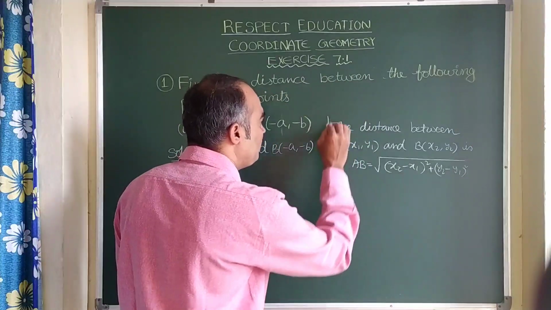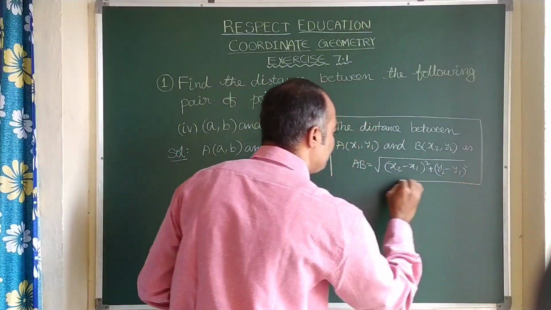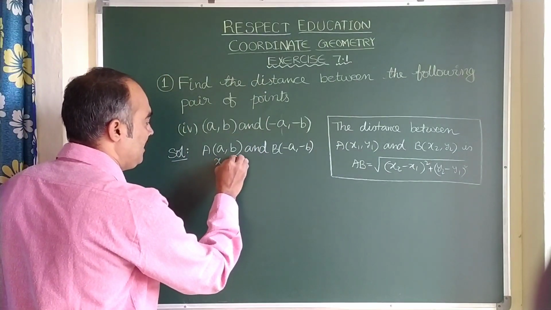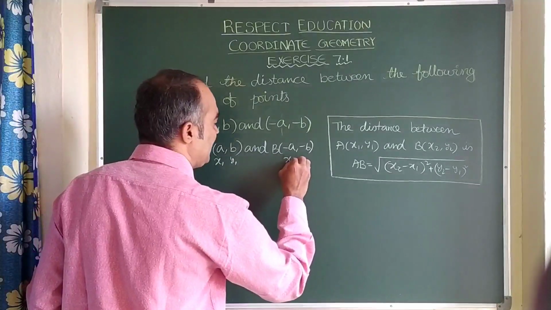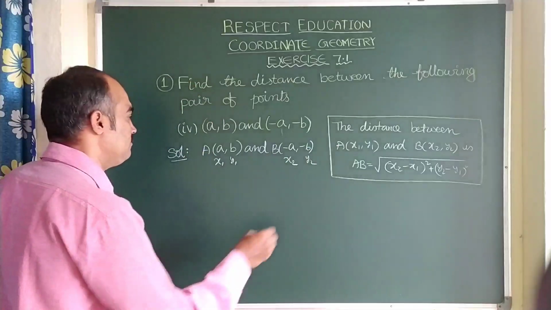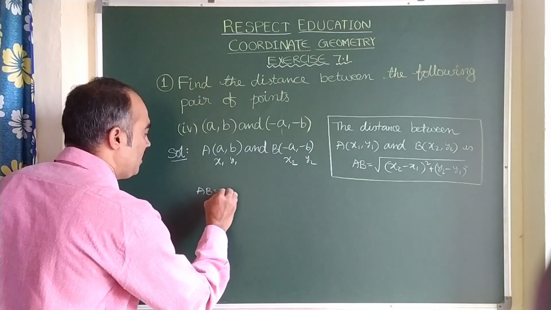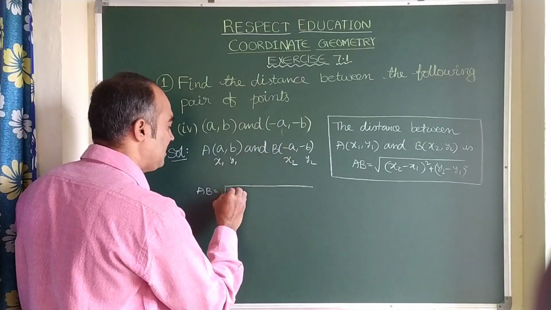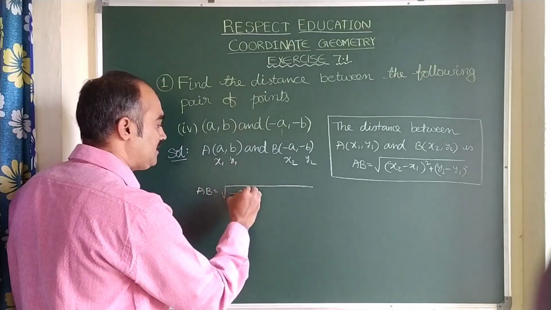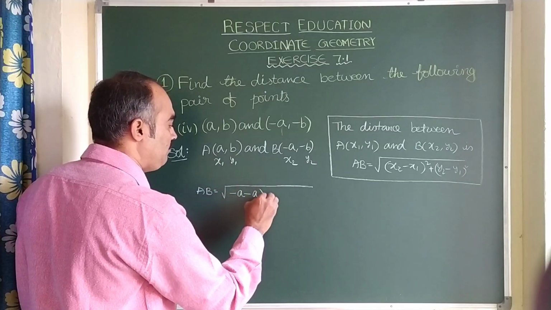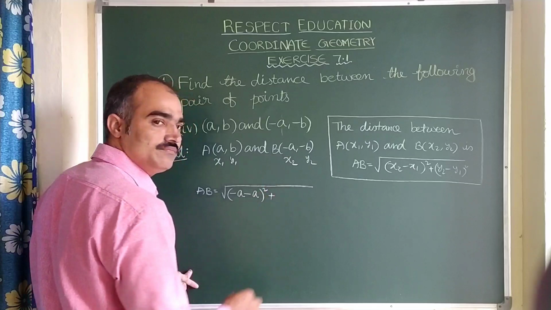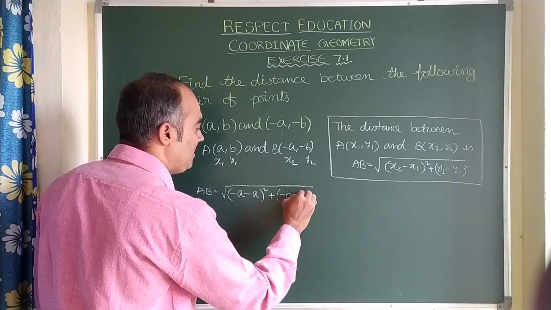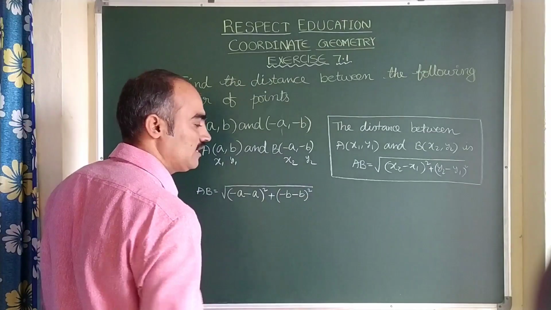So based on this formula, we are going to solve this bit. Now here let us label it as x1 then y1, this as x2 and y2. Now here the distance AB is equal to under root x2, here you see x2 is minus A minus x1 is A, minus A whole square plus y2 is minus B minus y1 is again B, so minus B whole square.